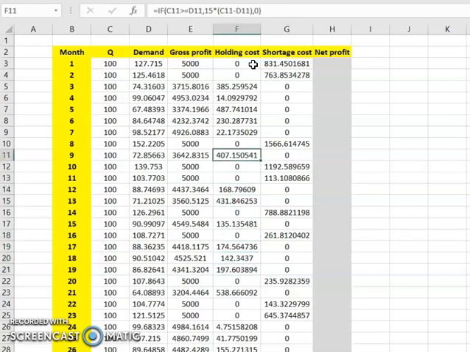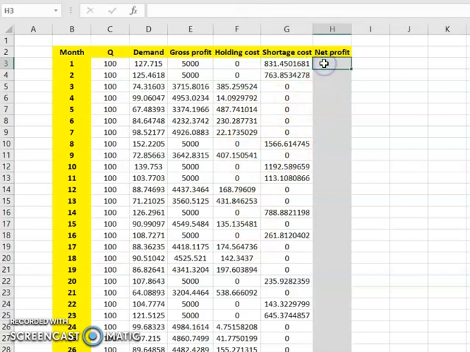And it makes sense because two things can happen. Demand is greater than Q or demand is smaller than Q. If demand is greater than Q, you would have shortage cost and the other one is zero, and in the other situation, that demand is smaller than Q, you will have storage cost and shortage cost is zero. So this is another way that you can check if you have done everything right.